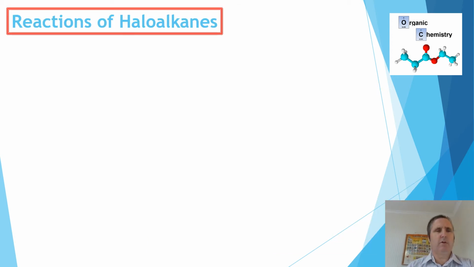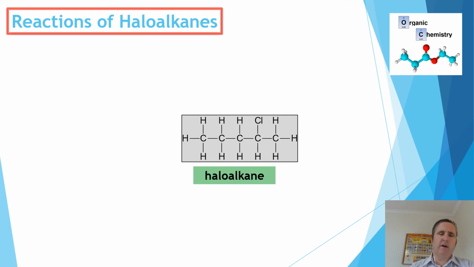So let's have a look at the reactions of haloalkanes. Remember, haloalkanes are organic compounds that have a halogen attached to a carbon chain. They can be chlorine, bromine, fluorine, or iodine, and they are the haloalkanes. Remember, sometimes instead of putting chlorine, fluorine, bromine, or iodine, we put an X to denote that it's a halogen. They can undergo substitution reactions with potassium hydroxide in aqueous solution.